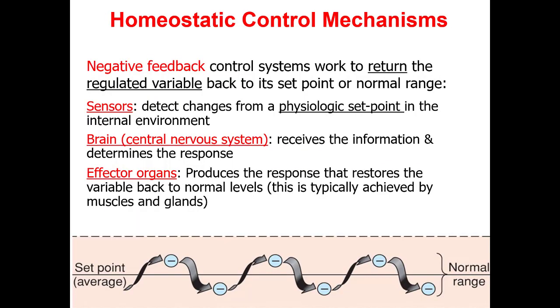Negative feedback control are systems that work in coordination to return the regulated variable, which is temperature, back to its normal set point. There are sensors that detect the changes from the physiological set point in the internal environment. There is a central nervous system, which would be the brain and spinal cord, if you're talking about vertebrates, that would receive this information and then determine the response. And then effector organs. Effectors produce the response that restores the variable back to normal levels. This is usually achieved by muscles and glands.